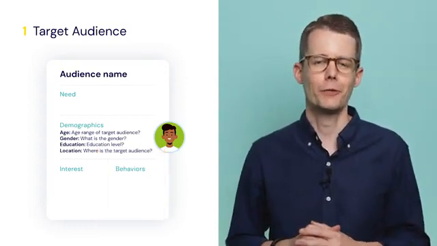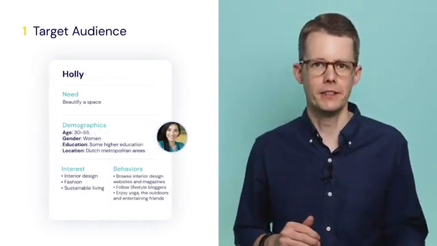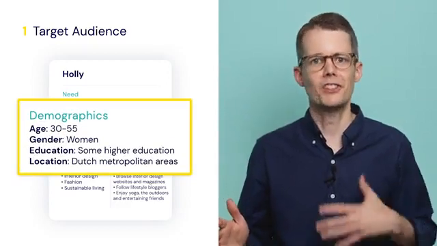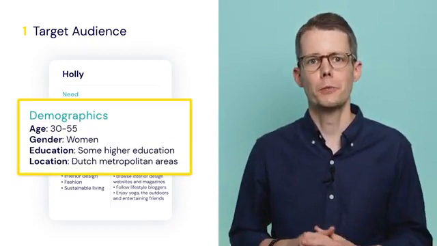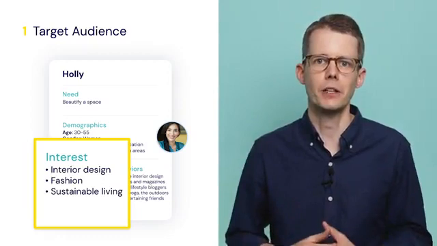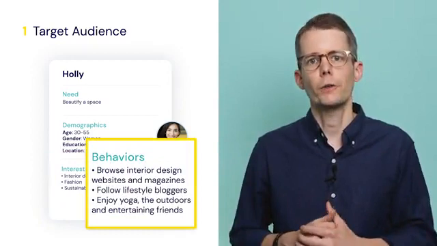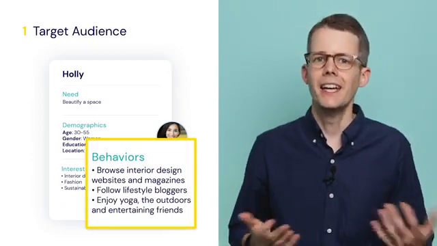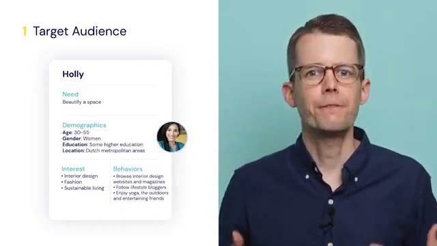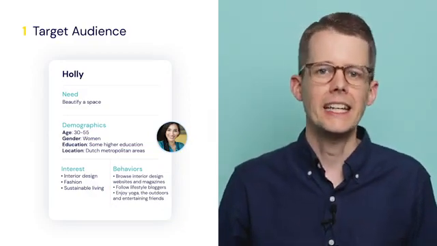Ideally, you have a good description of your target audience already. You may remember the target audience for Calla and Ivy's new website. Imra, the owner, is targeting women between 30 and 55 years old with some higher education who live in Dutch metropolitan areas. They have an interest in interior design, fashion, and sustainable living. And they browse interior design websites and magazines. They also like to follow a few well-known Dutch lifestyle bloggers, and they enjoy yoga, the outdoors, and entertaining friends. So getting very specific in describing your target audience will help you in reaching relevant people only instead of random users.